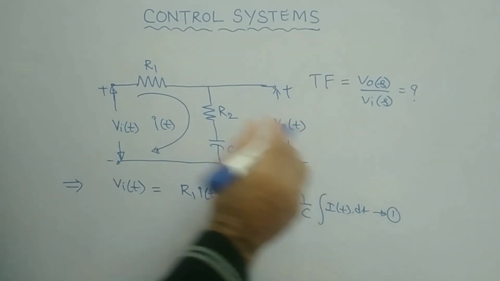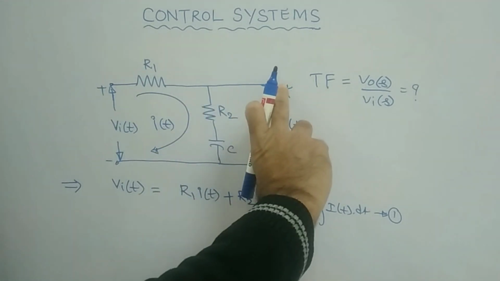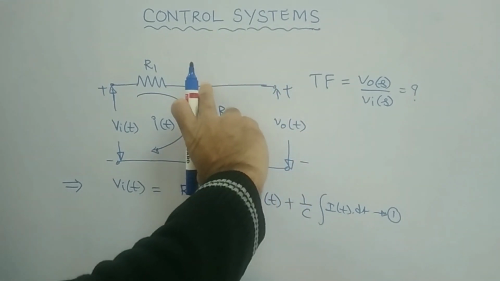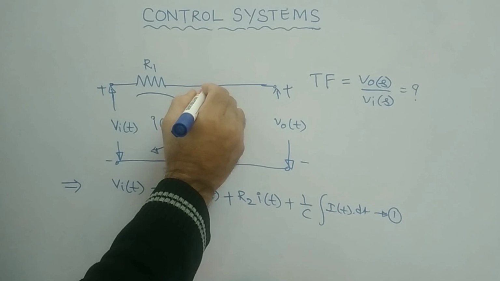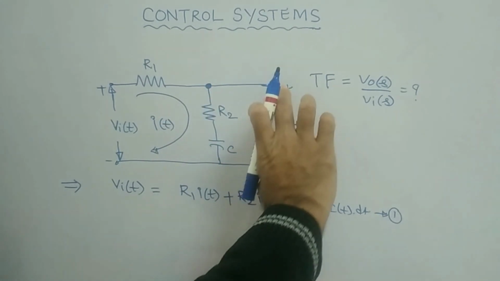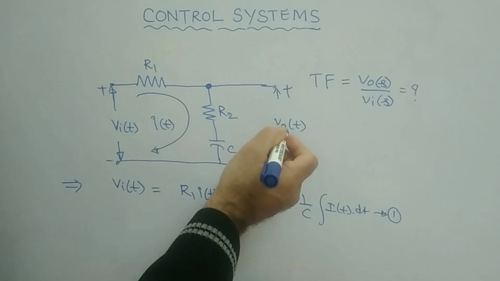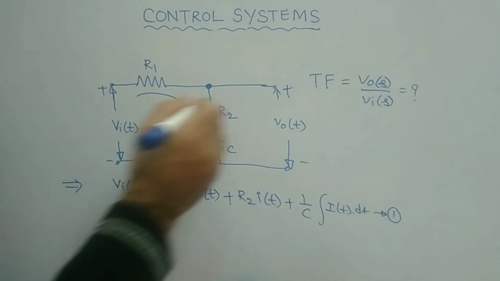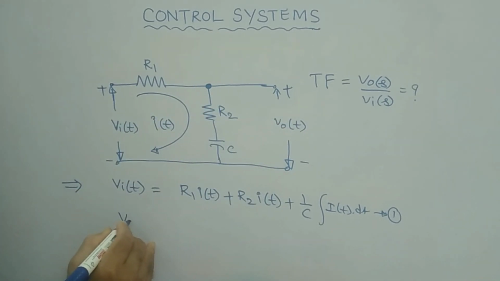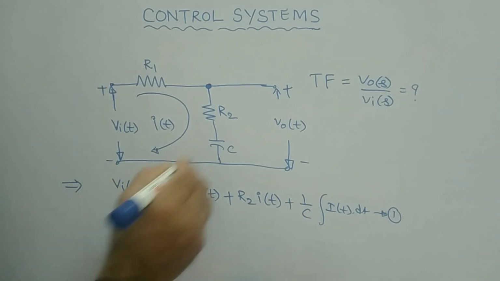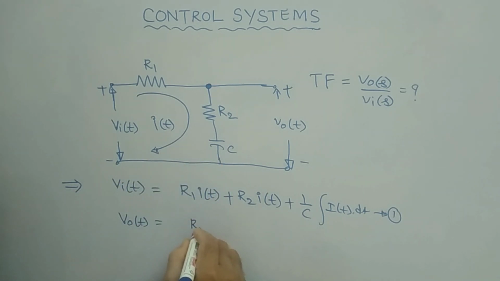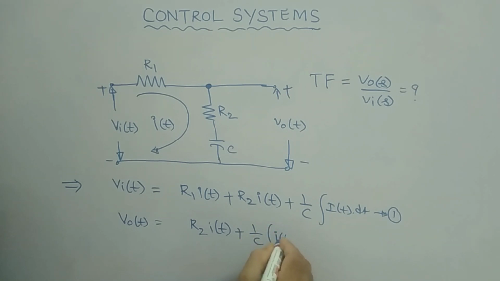Similarly, you can take the expression for V naught of t also. The output is nothing but the voltage across these particular terminals, that is, the voltage across the branch of R2 and C, or simply the voltage appearing at this node. So V naught of t can be written as V naught of t is equal to R2 into I of t, because the same current flows through it, plus 1 by C integral of I of t into dt. Clear? This is equation number 2.